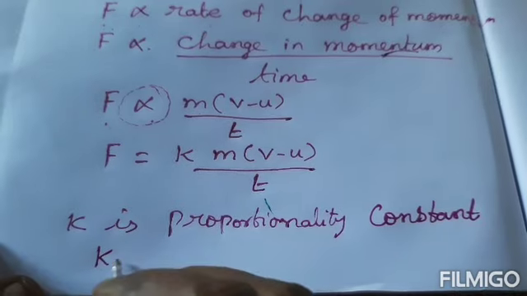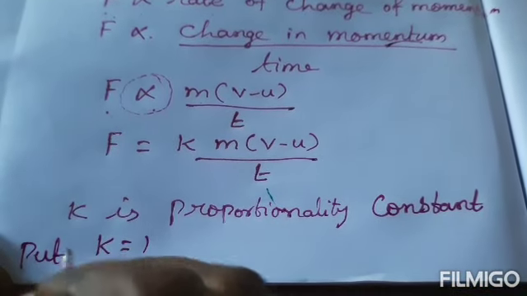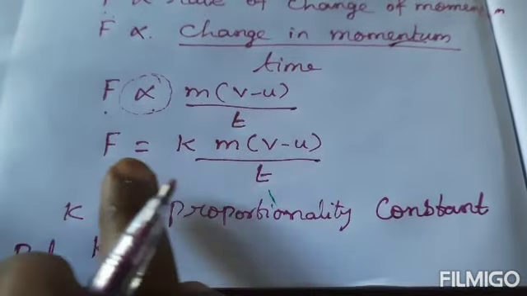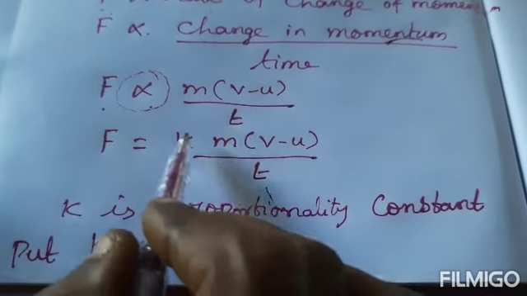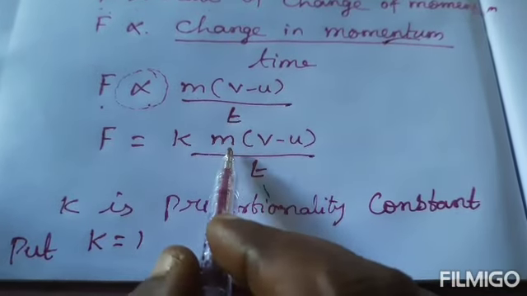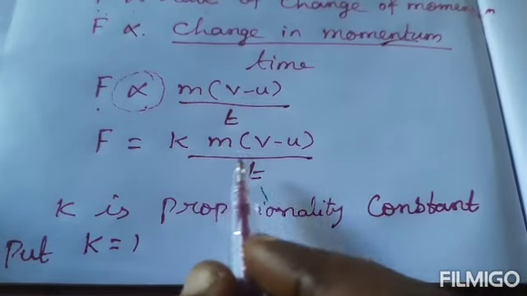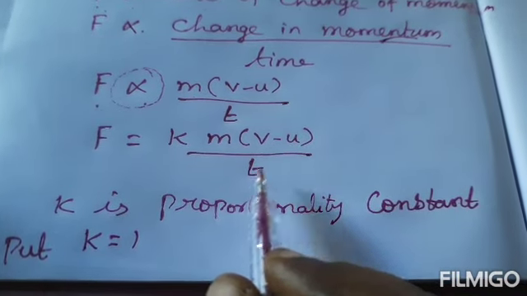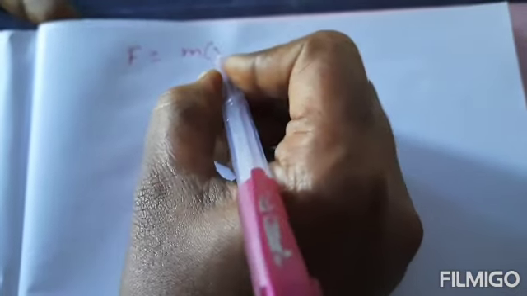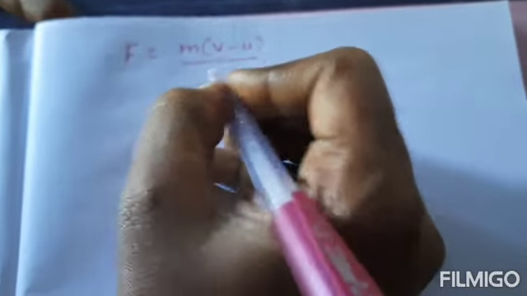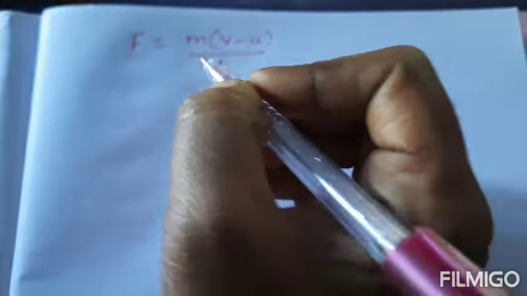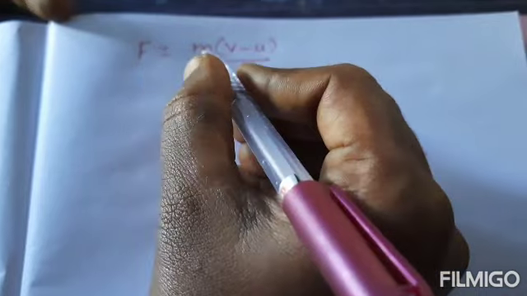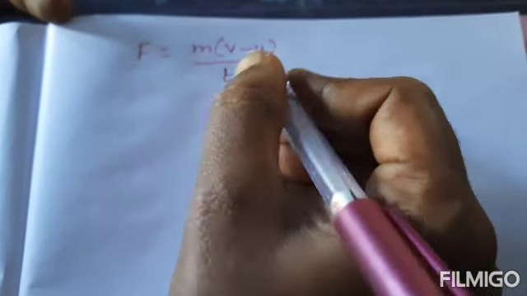Put k equal to 1. What answer will you get? Instead of k, you have to write 1. So F equal to m into v minus u divided by t.